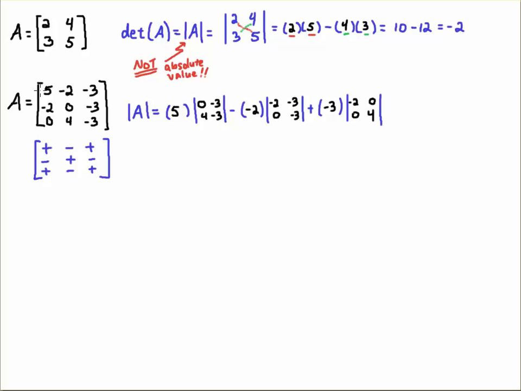So again, if you're going to expand on the top row, you just write the top entries, look at your checkerboard pattern, it's plus, minus, plus, and then since 5 comes from this column, this row, I just look at the 2 by 2 determinant of everything else that is remaining if I were to cross out this top row and this top column.